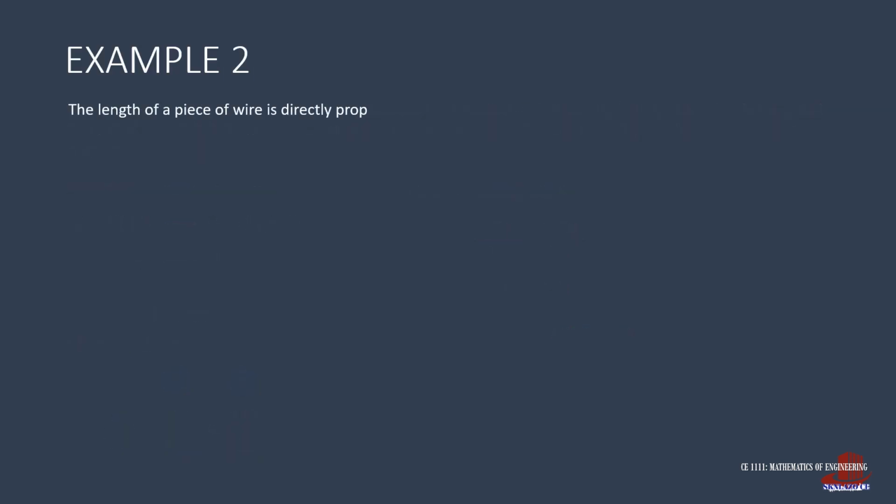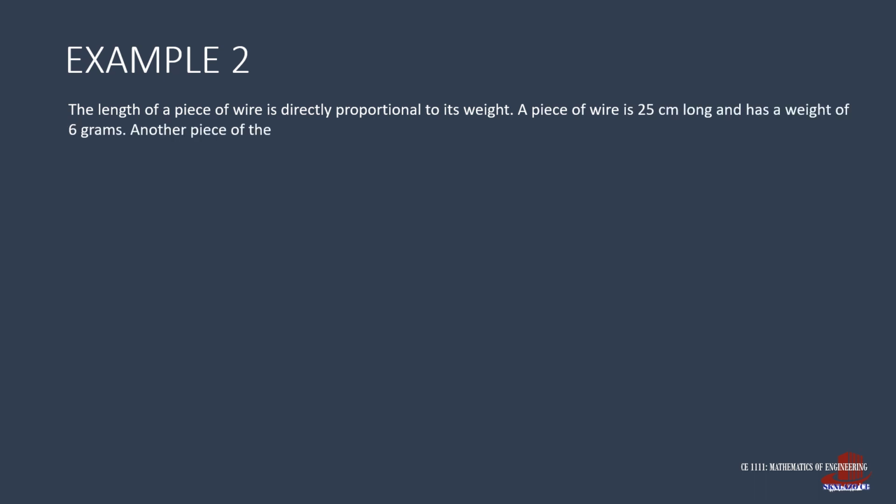Example 2 states, the length of a piece of wire is directly proportional to its weight. A piece of wire is 25 centimeters long and has a weight of 6 grams. Another piece of the same wire is 30 centimeters long. Calculate the weight of the 30 centimeter piece of wire.